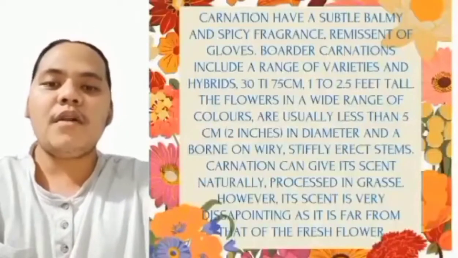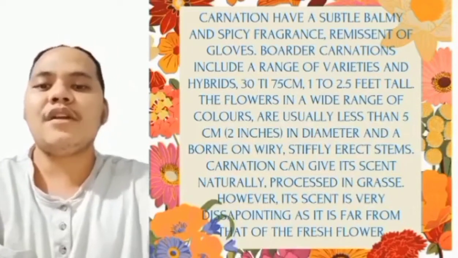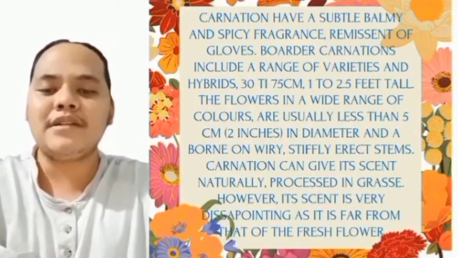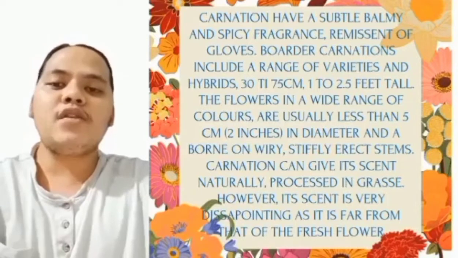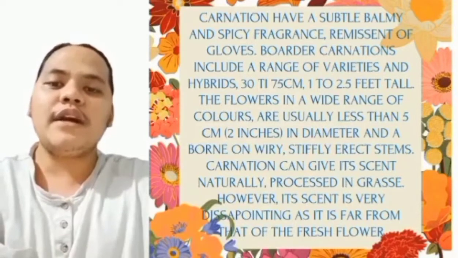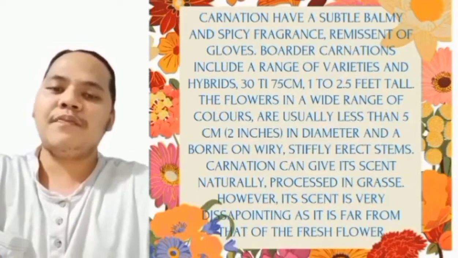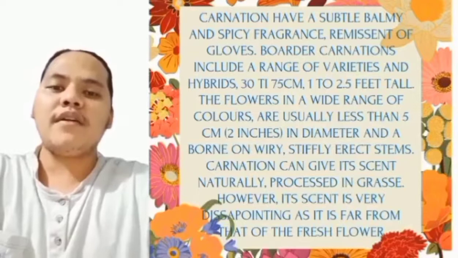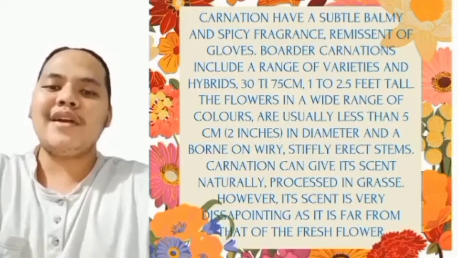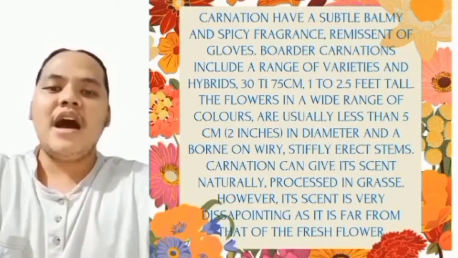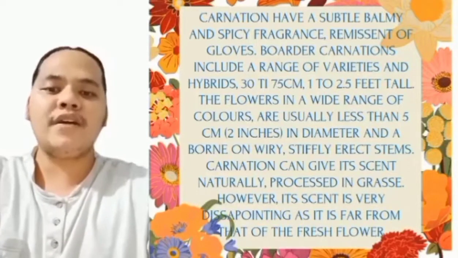Carnation has a subtle, balmy, and spicy fragrance, reminiscent of cloves. Border carnations include a range of varieties and hybrids, 30 to 75 cm, or 1 to 2.5 feet tall. The flowers, in a wide range of colors, are usually less than 5 cm, or 2 inches, in diameter and borne on wiry, stiffly erect stems. Carnation can give its scent naturally or processed in grass. However, its scent is very disappointing as it is far from that of the fresh flower.